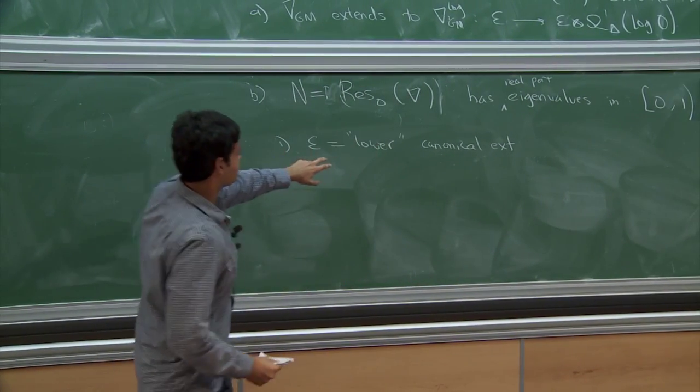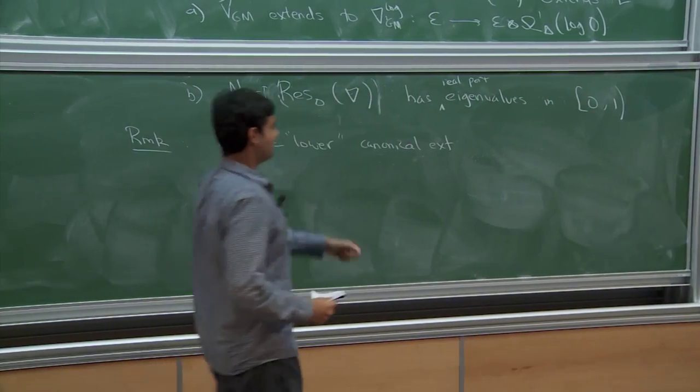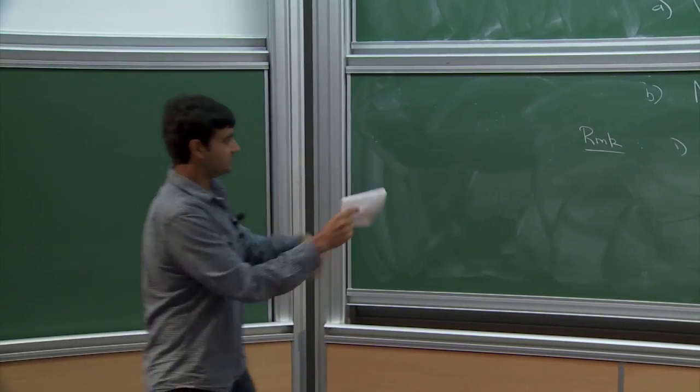So this is the lower canonical extension. I say lower because there's the other choice, which is you use the other interval on the other side of zero. That's called the upper extension. And these are not the same, but they're in fact dual to each other.